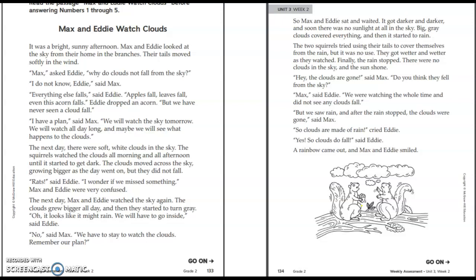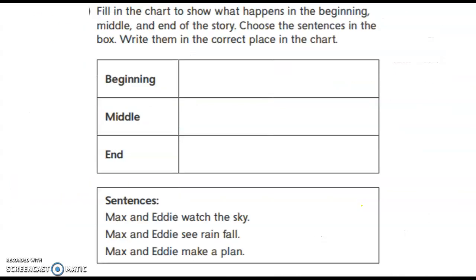Okay, now that we've read the text, let's move on and look at a few of the questions. Fill in the chart to show what happens in the beginning, middle, and end of the story. Choose the sentences in the box. Write them in the correct place in the chart.